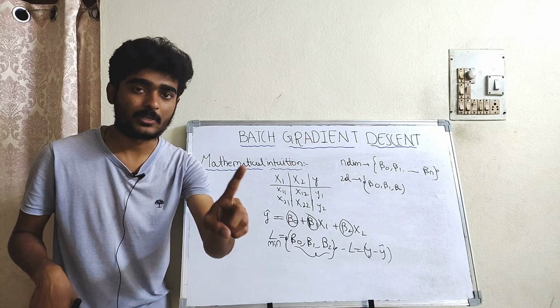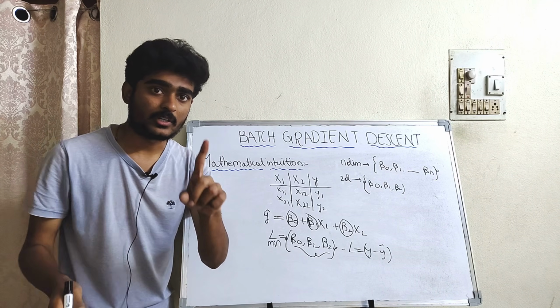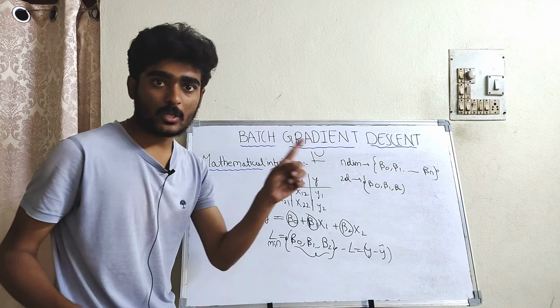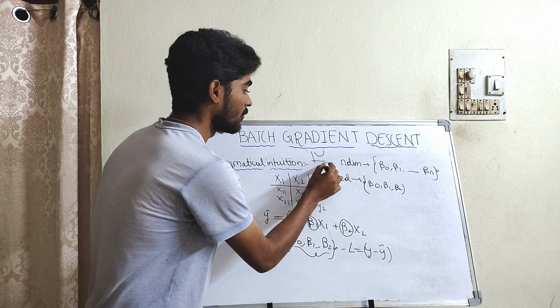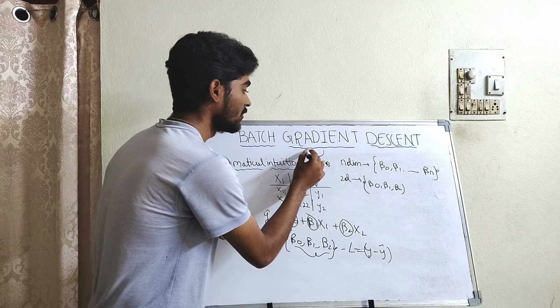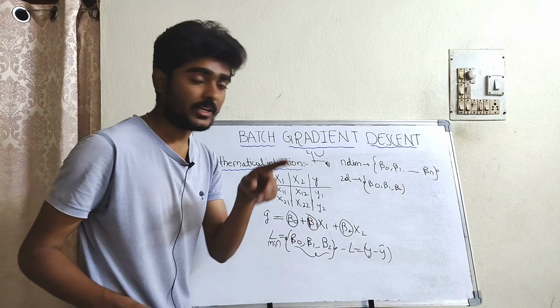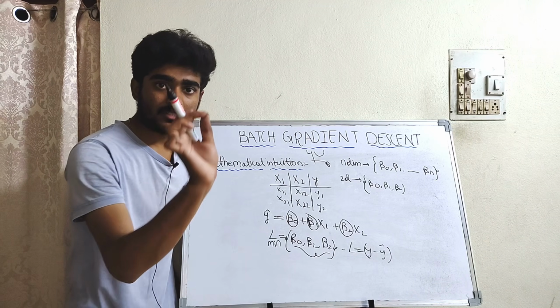Okay, with one trainable parameter, that is either bias or weight, we get a two-dimensional graph. On the x-axis we have bias and on the y-axis we have loss, or on the x-axis we have weight and on the y-axis we have loss. In this way we get a two-dimensional graph.